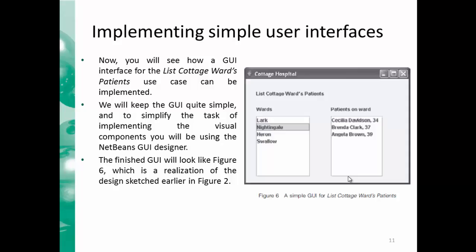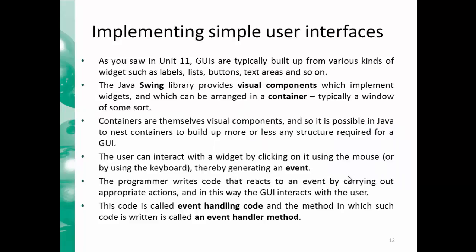Now we will see how the GUI interface for the list Cottage wards patient use case can be implemented. On the right, you find a simple graphical user interface for list Cottage wards patients. Things are meant to be kept simple. You find very simple lists with the basic ward names and patients and their ages given on the screen.